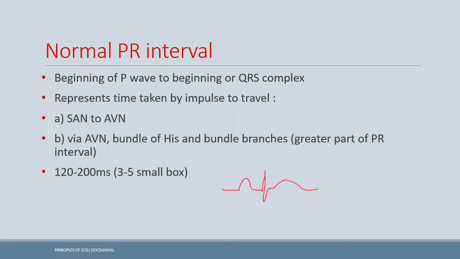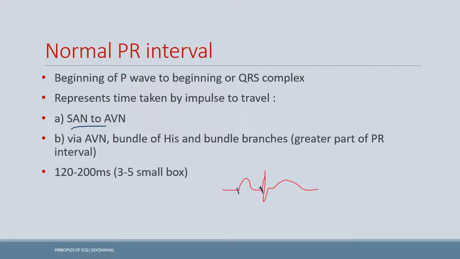Now, before we move any further, we must understand the PR interval. What is PR interval? It is the interval from the beginning of the P wave to the QRS complex. As you can understand, the P wave represents the atrial systole, so the PR interval should include the time of the impulse to travel from SA node to the AV node, up till the start of QRS complex. So till that time, the impulse reaches the AV node and the bundle of His, and then the bundle branches. All those things are represented in the PR interval.